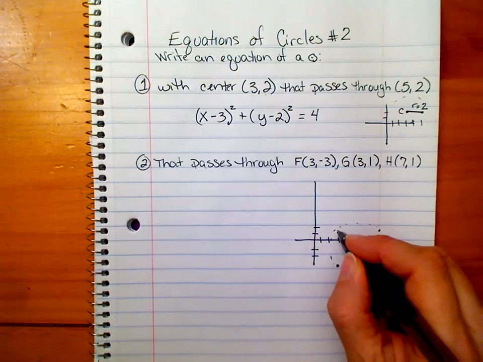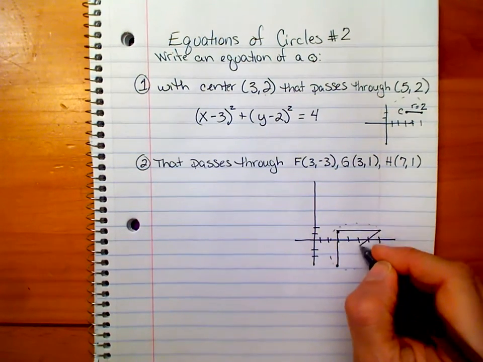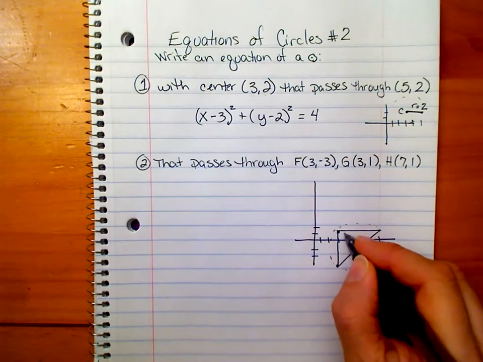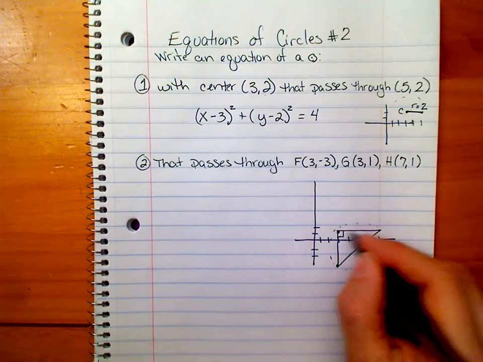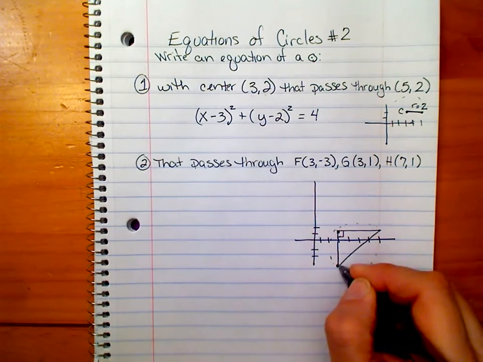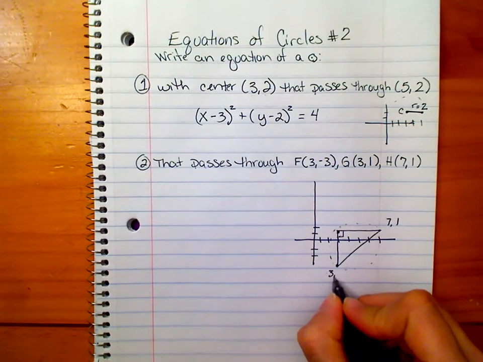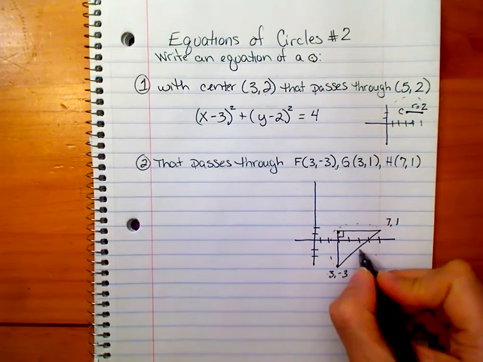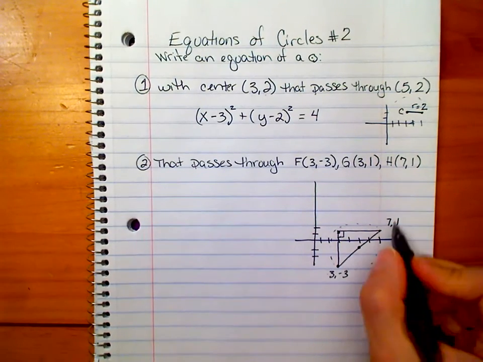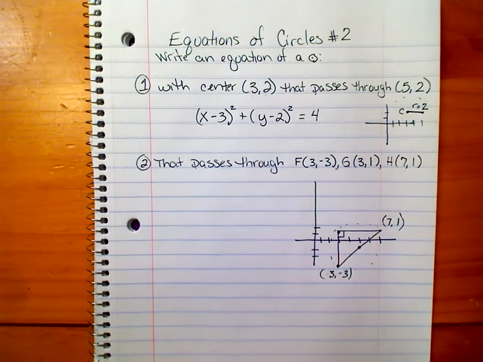So we've got to find the midpoint of this hypotenuse, because remember, if this is a right angle, a vertical line and a horizontal line, then we need to find the hypotenuse, which is the diameter. So if we take (7, 1) and (3, negative 3) and use the midpoint, we're going to find the center of our circle, and if we use the distance formula, we're going to find the diameter, which we cut in half to find the radius.